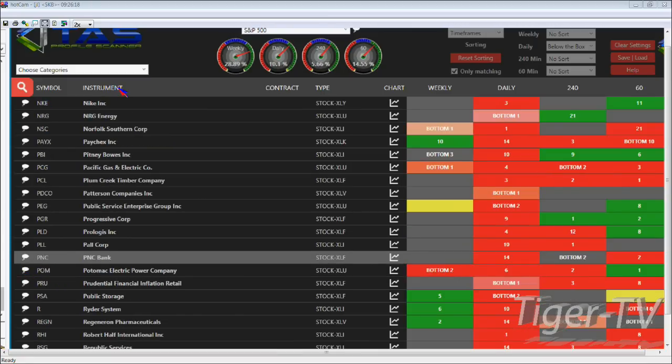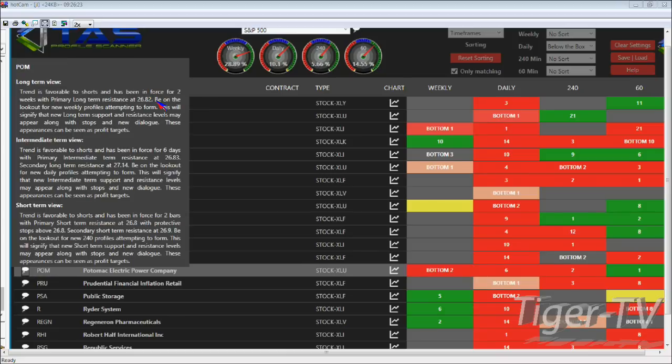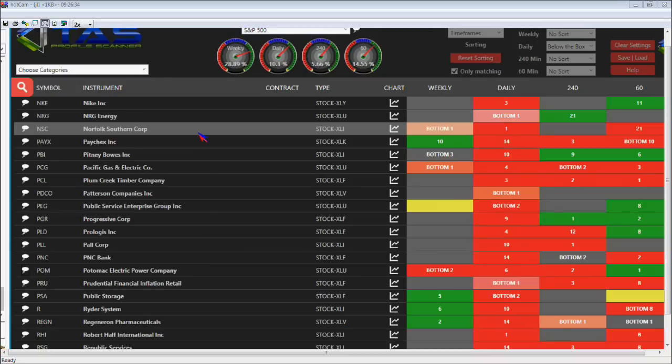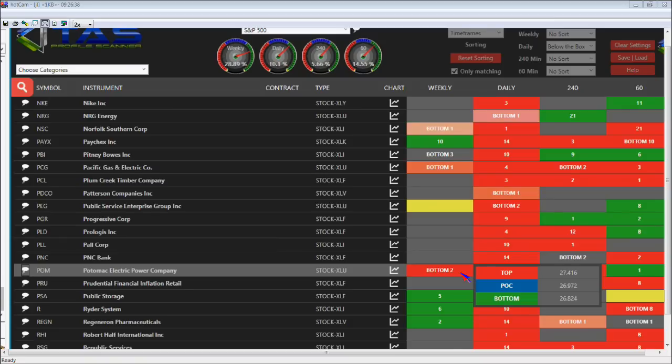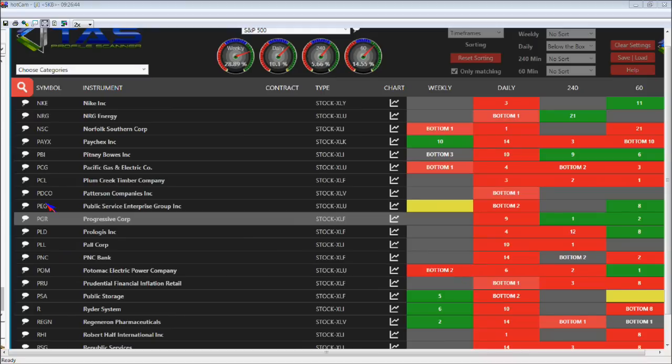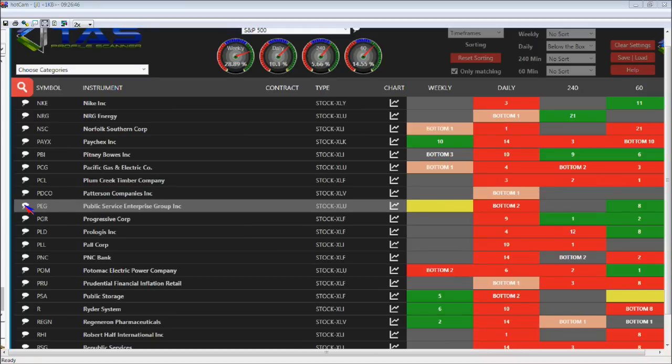Okay, trend is favorable to shorts and has been enforced for 2 weeks with primary long-term resistance. Here, it really gives some pretty pinpointed information, and that's what I think this product really needed for a lot of people out there who aren't going to take a multi-year webinar class on what we do. So it just kind of cuts to the chase pretty well.